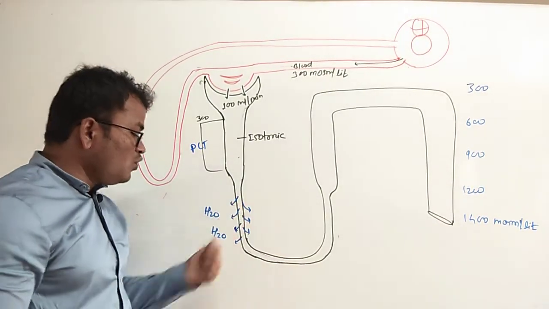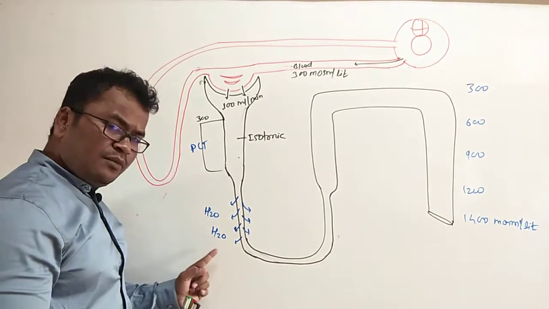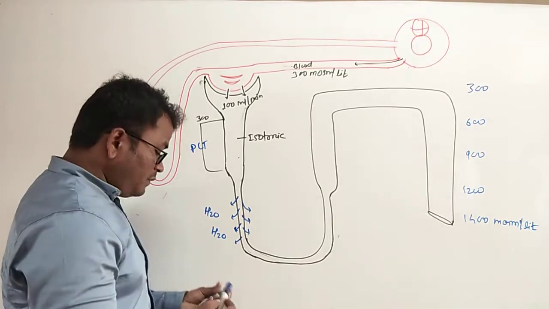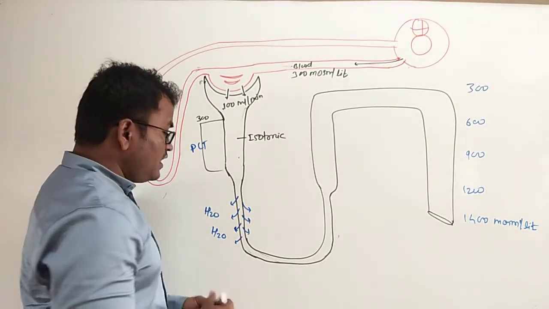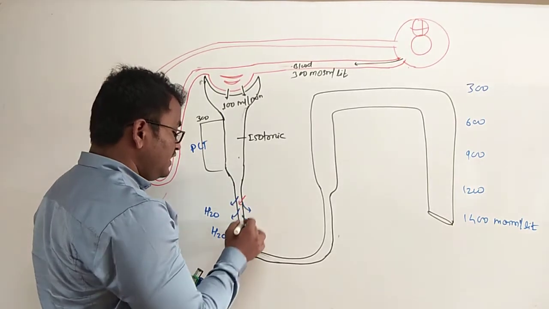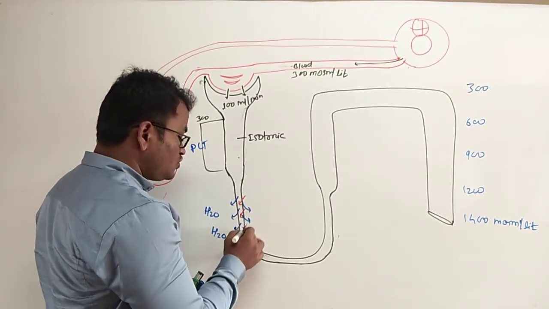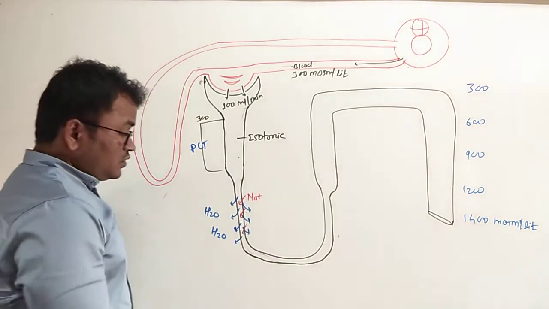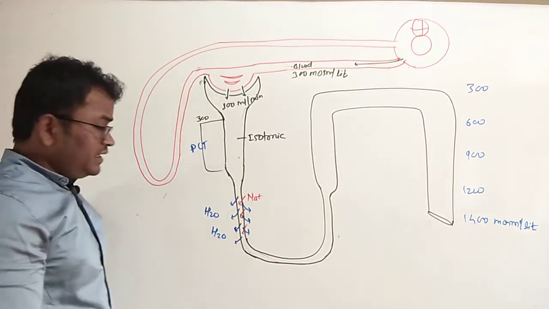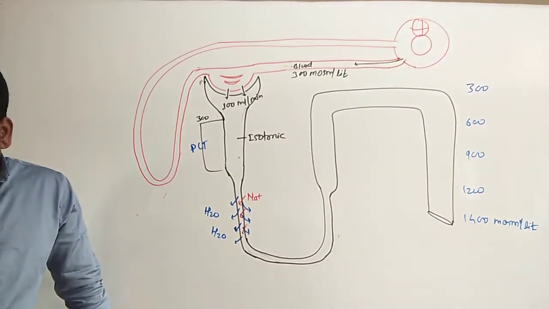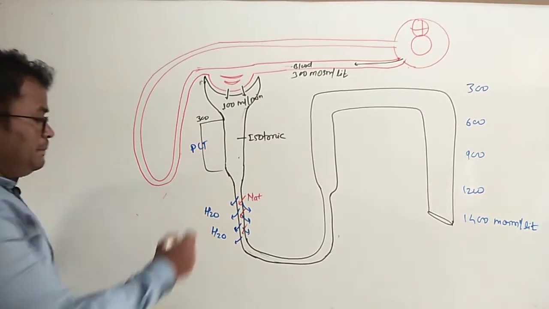Hence, water is moved from this descending limb into the cortical medullary interstitium, and from the medullary interstitium there is an addition of solutes, that is, electrolytes are added, that is sodium. So this descending limb is freely permeable to water.